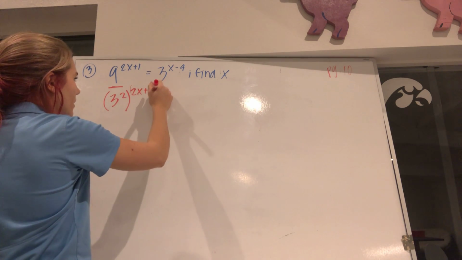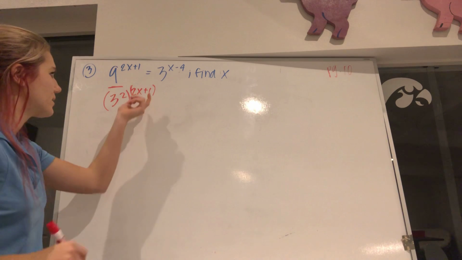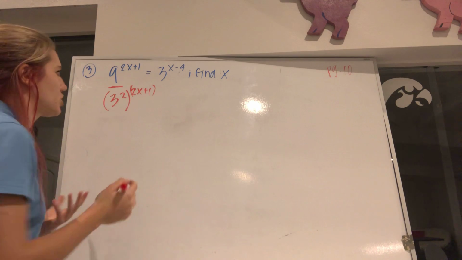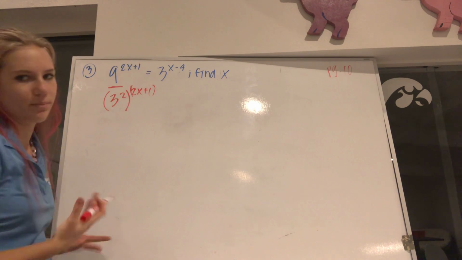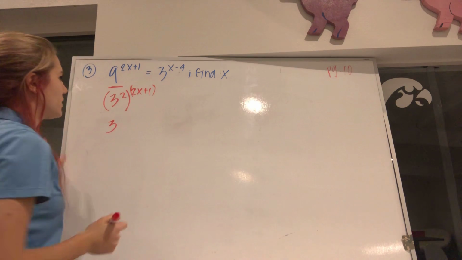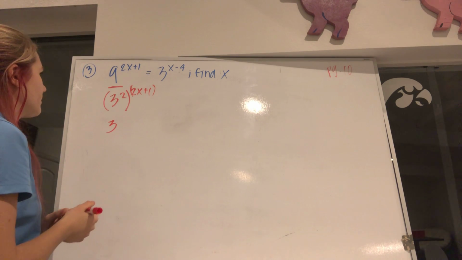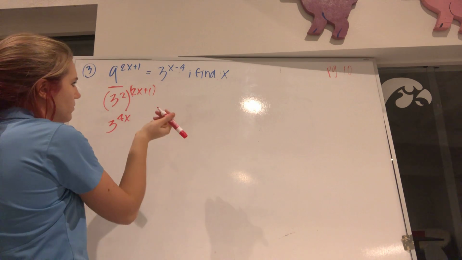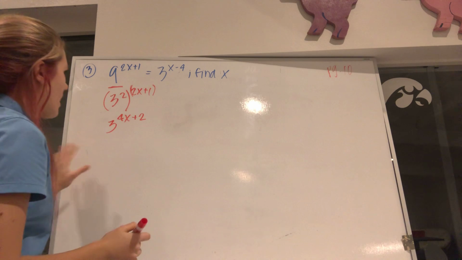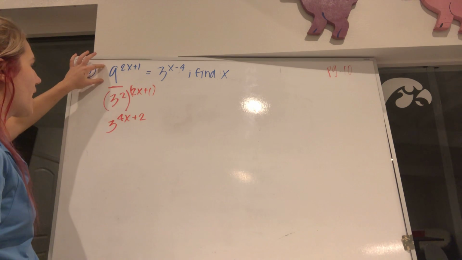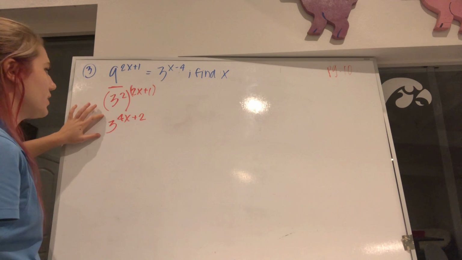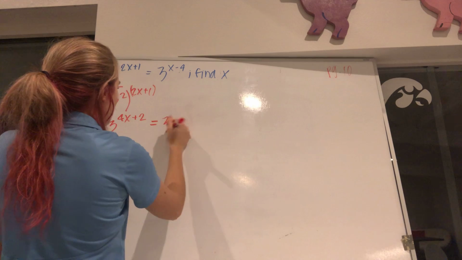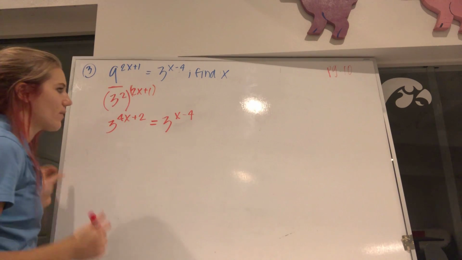This one might be a little more difficult just because this exponent is a polynomial instead of just one value, but we just have to distribute the 2 to each term. So I'm going to take 2 times 2x, which is 4x, and 2 times 1, which is 2. And that's how we got from 9 to the power of 2x plus 1 to 3 to the power of 4x plus 2.